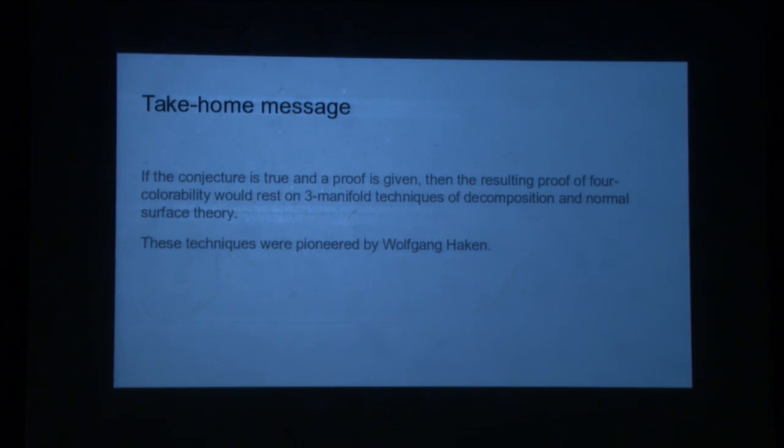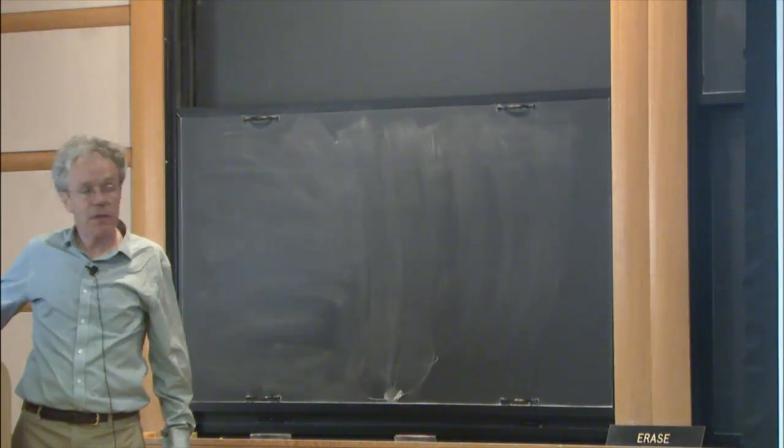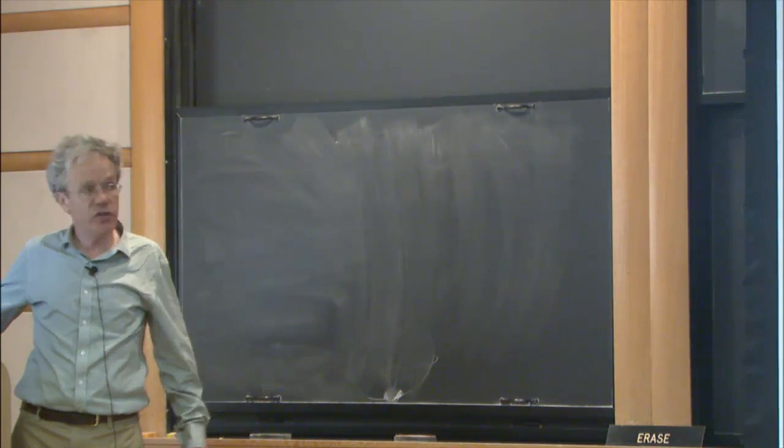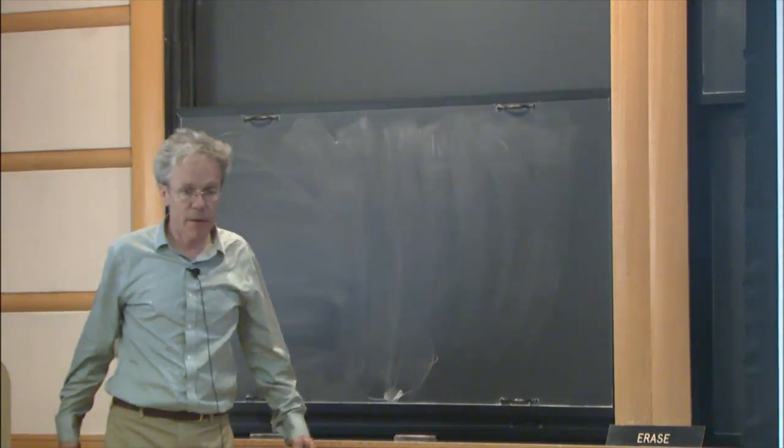So Tom will talk after tea, and will tell you a little bit more about J-sharp, its properties, and formal things which make it sit reasonably in its conjecture related to Tait colorings. And that's the end of the talk. Thank you.